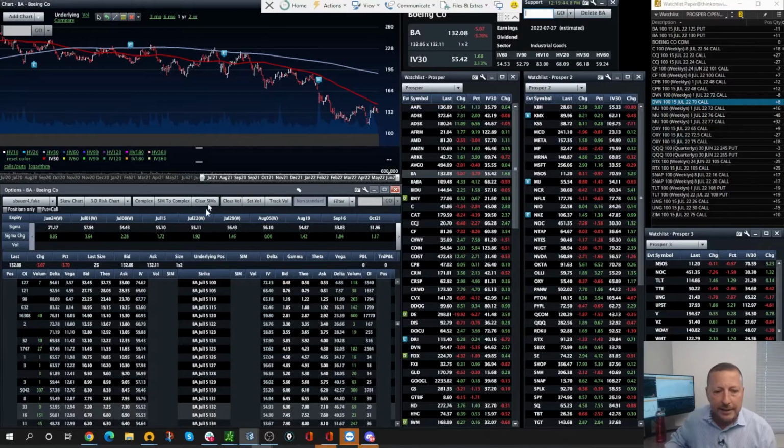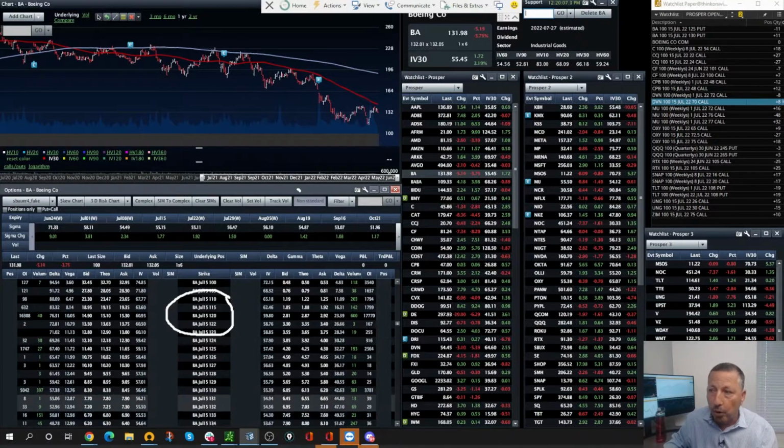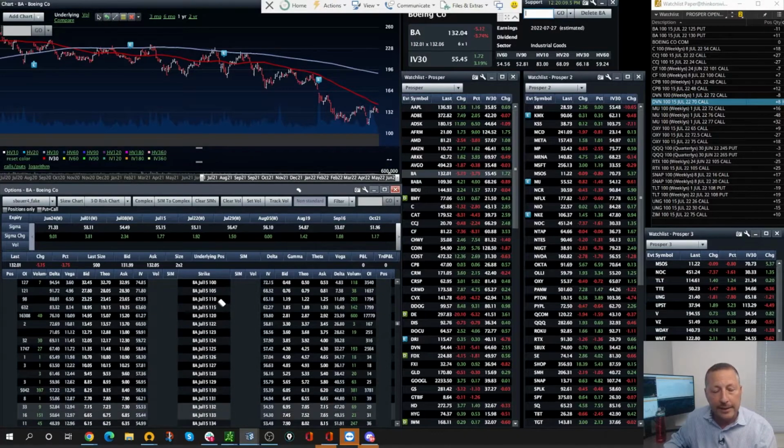So with 118 as the target, you can see here in Boeing, there are no 118 strikes at July expiration. We've got to choose between the 120 or the 115. I'm going to choose the 120 strike. Remember, that expected move takes us down to 118. There's a higher probability that it's going to hit 120 rather than 118. So that's where we start. That's going to be the option that we sell.